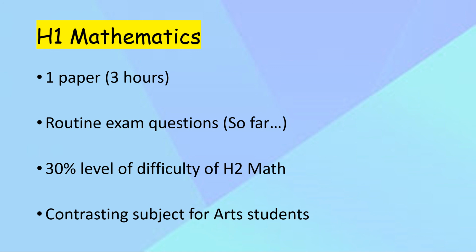So H1 will mainly be allocated for students who are taking 3H2, and the 3H2 subjects are all the arts subjects, the humanities or the other arts. So you may be taking, say, geography, English literature, history, and you need a contrasting subject, which is at a H1 level. High chance it will be H1 math.